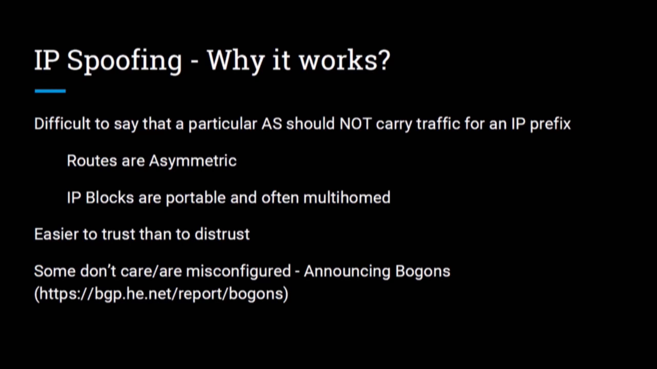You have a relationship with somebody, you trust them to be doing what they're supposed to and not making your life more difficult. So you say, okay, they must be sending me legitimate traffic. There's also the issue that some people don't care or they haven't configured their systems correctly. An example of this is bogon routes, where an autonomous system will advertise private address spaces like 10.x, 192.168, various address spaces that shouldn't be used on the public internet. If you want to see who's doing that, Hurricane Electric has a page. They'll give you a report of different people who are sending out bogon routes. It's actually kind of interesting.